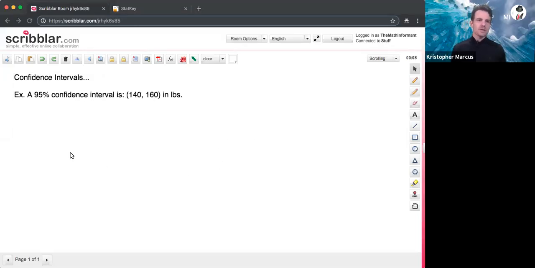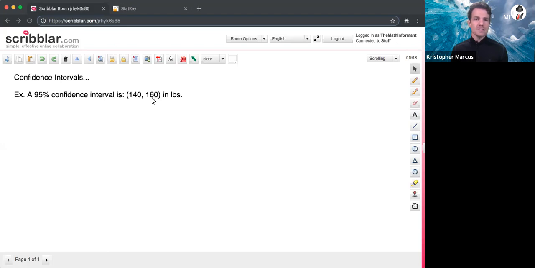Let's suppose we have a confidence interval. In this case, we've got a 95% confidence interval from 140 to 160. What does the confidence interval tell us? It tells us a great estimate for what we would see if we could get an entire group of individuals we're interested in. So perhaps this is used to represent human adult weight.